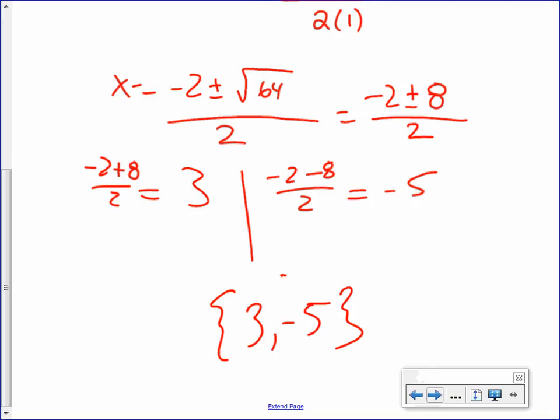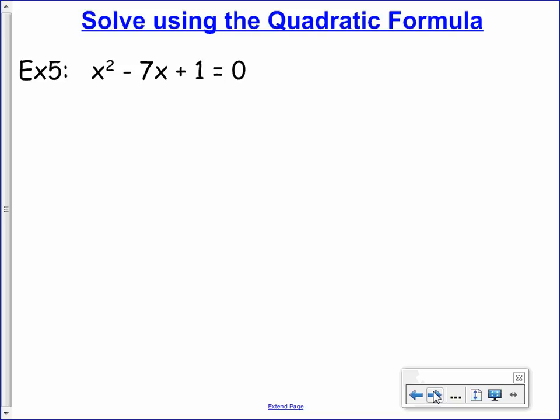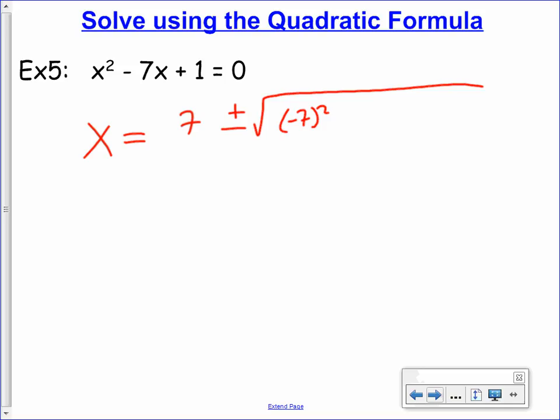All right. Here we go. There is more. 7 plus or minus the square root of negative 7 squared minus 4 times 1 times 1, all over 2 times 1.